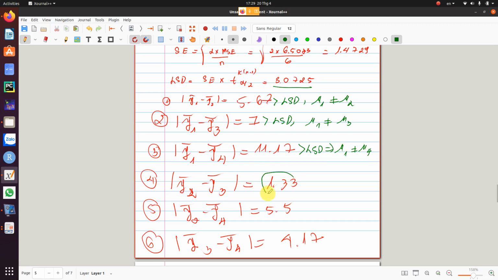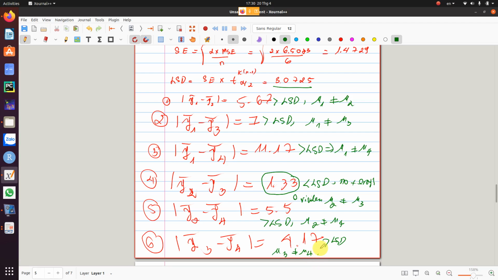Now pay attention. The difference for 2 and 3 is less than LSD, so we confirm there is not enough evidence about mu2 different to mu3. No evidence to confirm that mu2 is different to mu3. Pay attention: only in the case that we can't reject H0, we just confirm that we don't have enough evidence to confirm H1. And here, greater than LSD, so we confirm mu2 is different to mu4. Greater than LSD, so we confirm that mu3 is different to mu4.